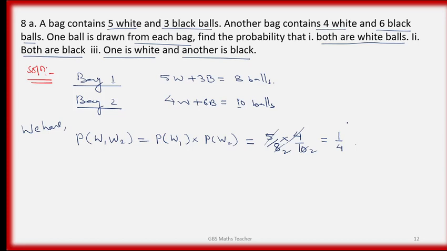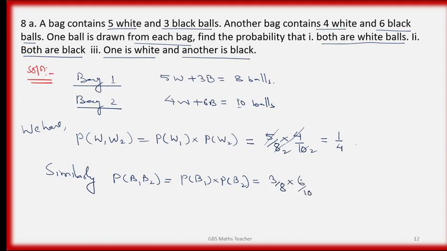And the second one is both are black. Similarly, the probability of getting black 1, black 2, first bag and second bag. Probability of B1 times probability of B2, they are independent. B1 is what? 3 by 8, and B2 is what? 6 by 10. That is 18 by 80, which is 9 by 40.